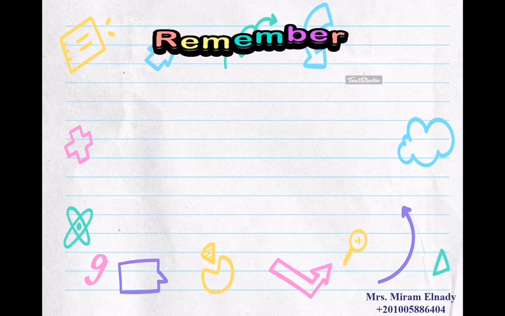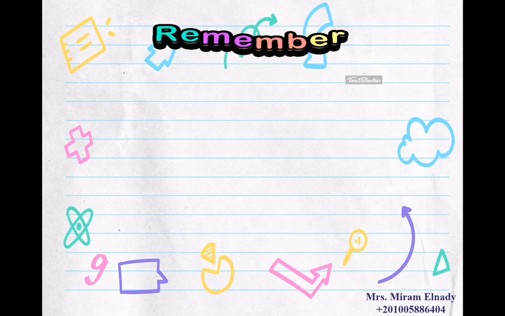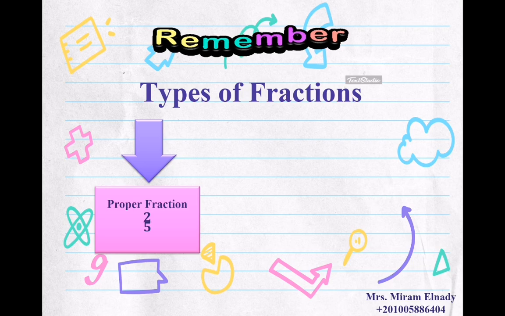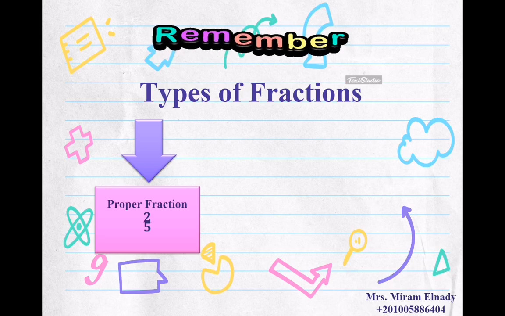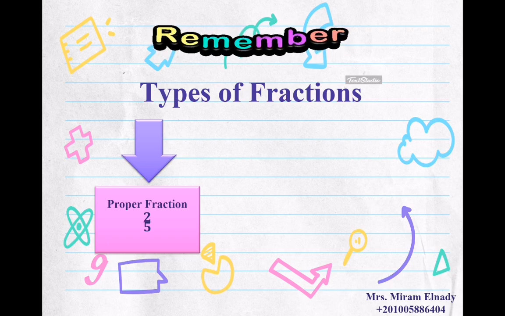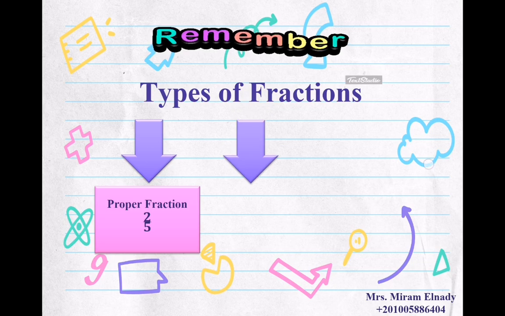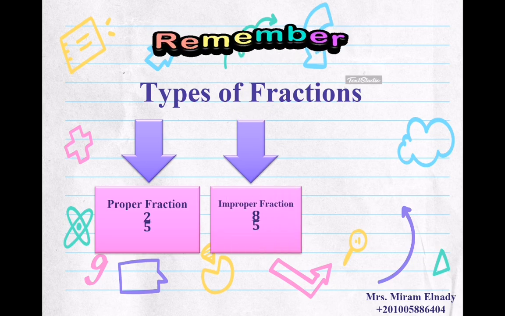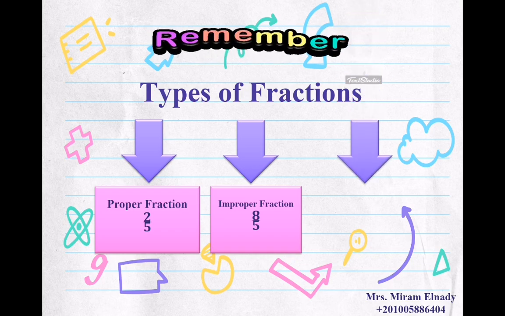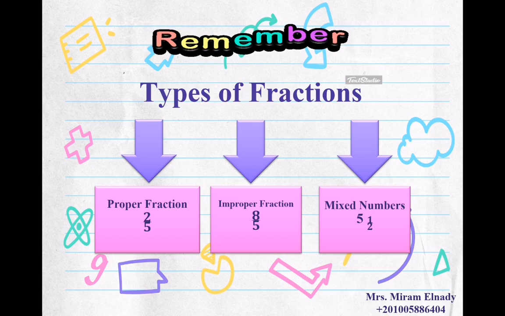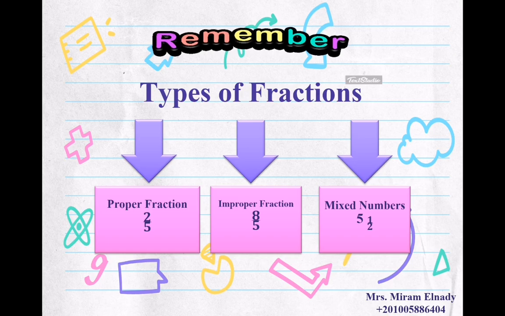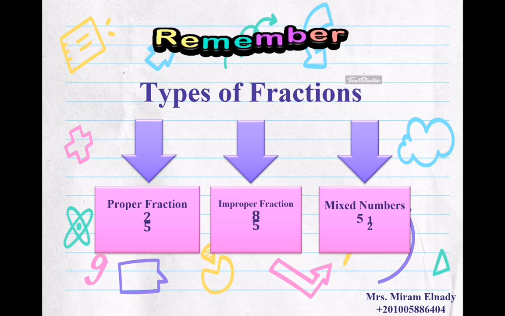But first, you need to remember what is fraction. What are the types of fractions? Types of fraction, we have proper fractions, where the numerator is less than the denominator, like for example 2/5, half, quarter. And we have improper fractions, where the numerator is greater than the denominator, 8/5. And we have mixed numbers, a whole number and a fraction like 5 and a half, 1 and a half, and so on. These are types of fractions you have to remember before we talk about equivalent fractions.